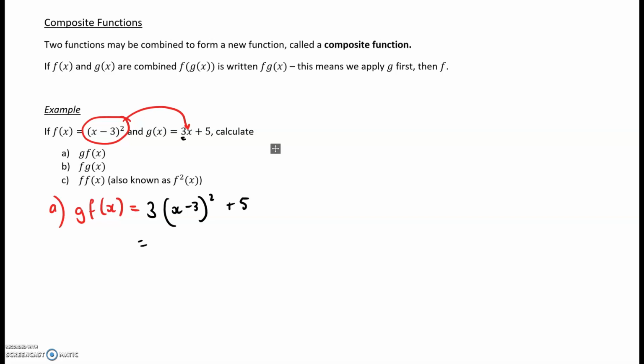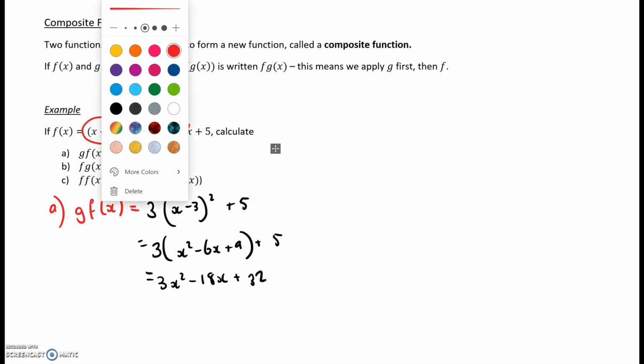Now if I wanted to, I could then expand out my brackets. I would have 3x squared minus 18x plus 27 plus 5, which gives me 32. Okay, and that would be my g of f of x function.